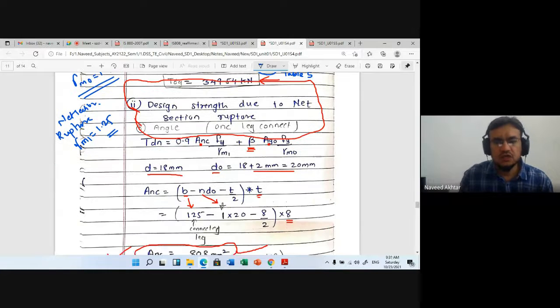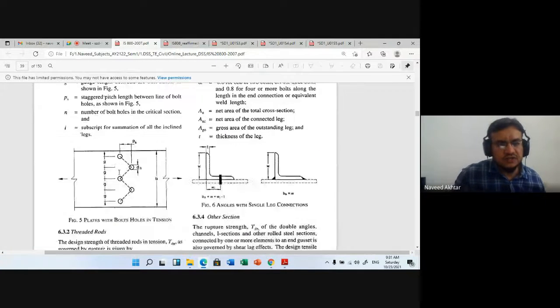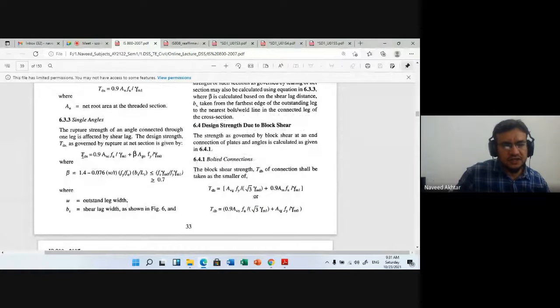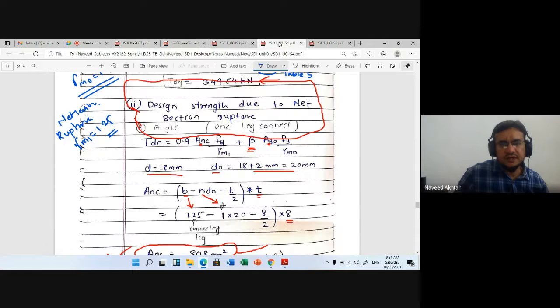Okay. So when there is an angle section, the IS code is given for the single angle section. How to find out the TDL? Okay, so the formula is 0.9 ANC Fu upon gamma M1 plus beta Ag0 Fy upon gamma M0. So this you have to find out, and that is explained here.